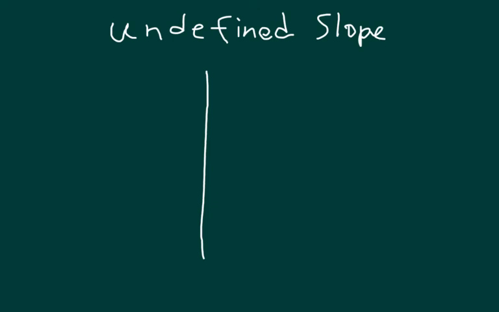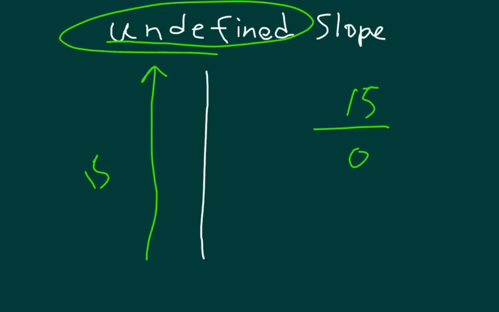Slope would be, you don't even have to have the coordinate grid in here. You see, you go up a certain number, up this far. Let's just pick a number and say it's 15. So you go up 15, but you don't go over at all. So you go over 0, and you can see the problem. You can't divide anything by 0, and that's why that vertical line is an undefined slope.